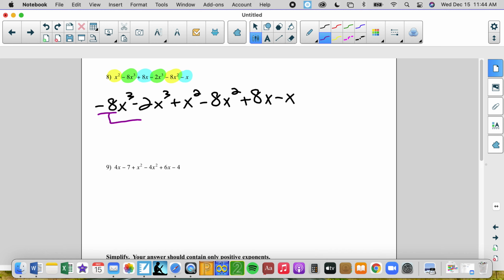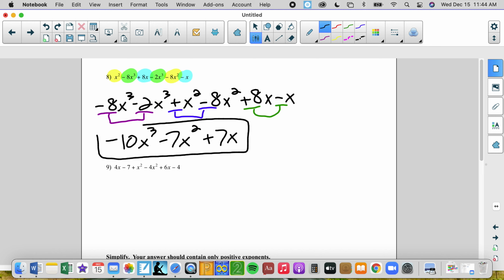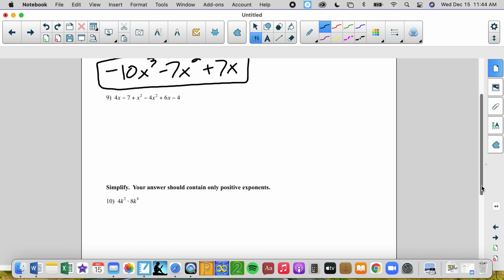So coefficients, -8 and -2 makes -10x to the third. We have positive 1 and -8, which makes -7x squared. And then the last one, we have a positive 8 and a -1, which is positive 7x. It is in standard form because my exponents descend.